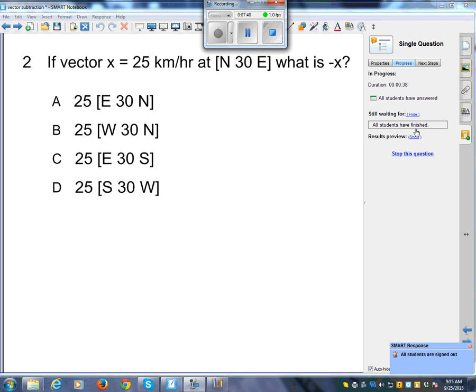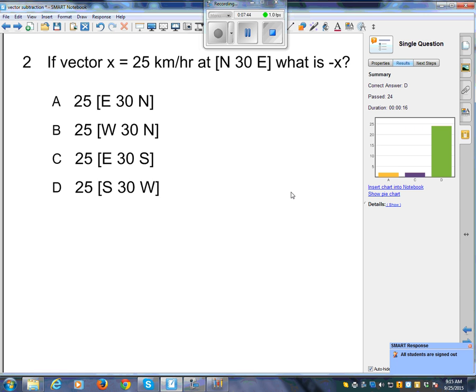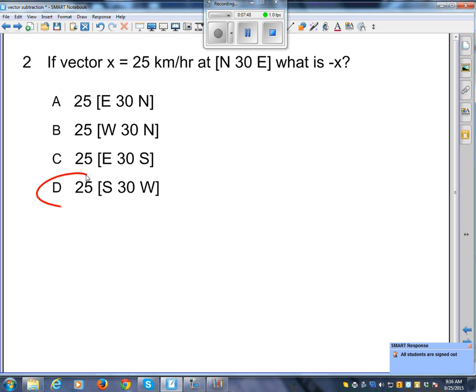Survey says? Mr. Brennan, everyone's finished. Thanks, John. Correct answer is D. Why is it D? North becomes south. 30 remains the same. East becomes west. Right? You flip them. North becomes south. East becomes west. Okay. So far, you guys are doing great, right? All you're doing is you're showing me the opposite, right?